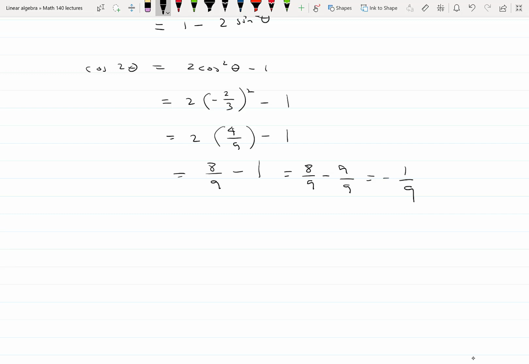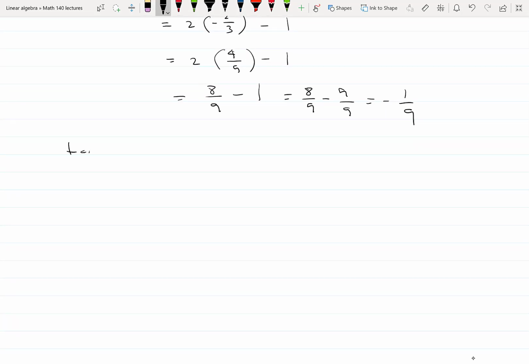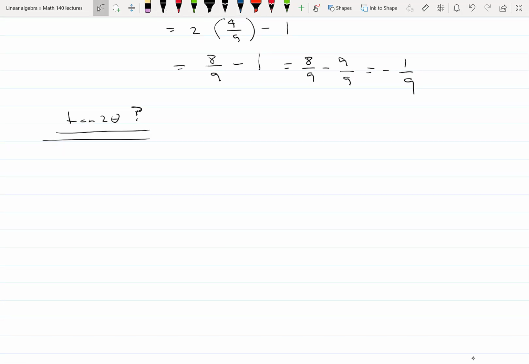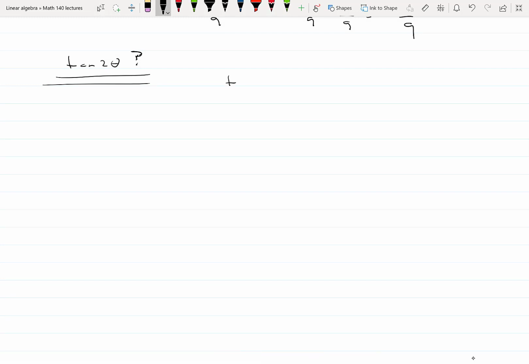Okay. Now, suppose I want to find the tangent of 2 theta. That was our next part of this two-part problem. I want the tangent of 2 theta. I need a formula for tangent of 2 theta. And I have one. It's the next double angle formula on our list. There's a really neat way to memorize it.